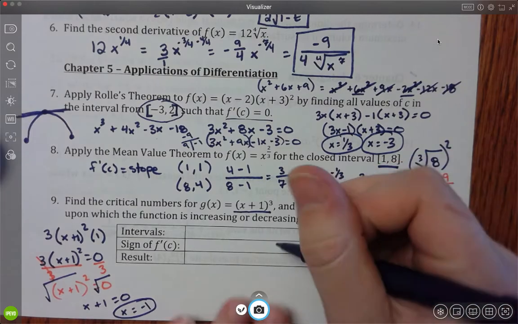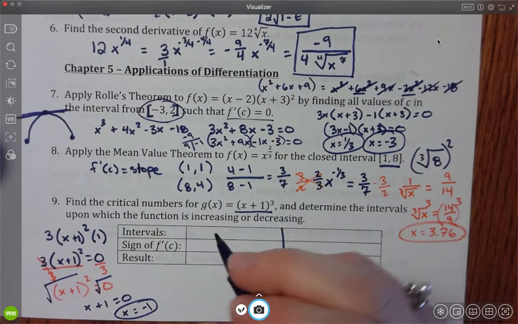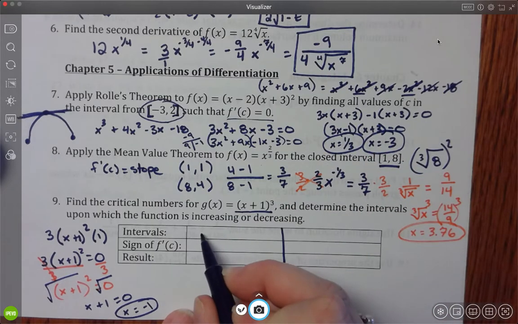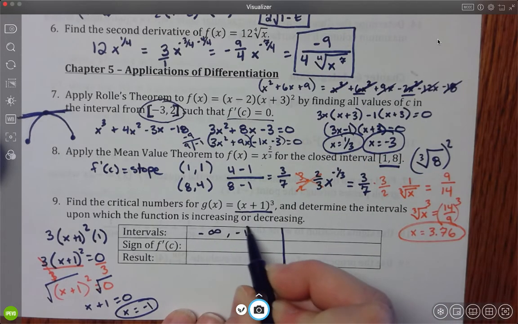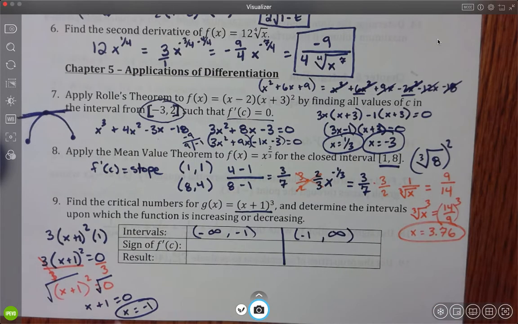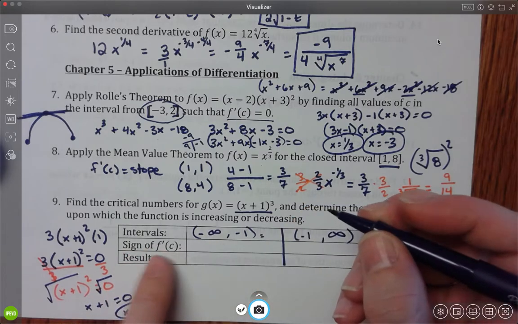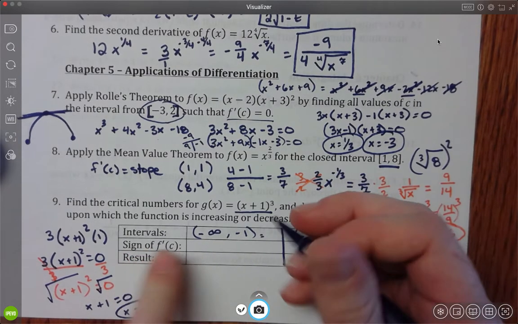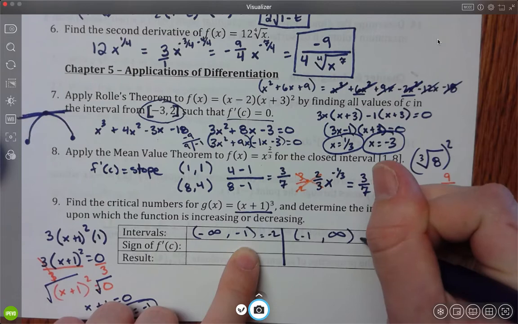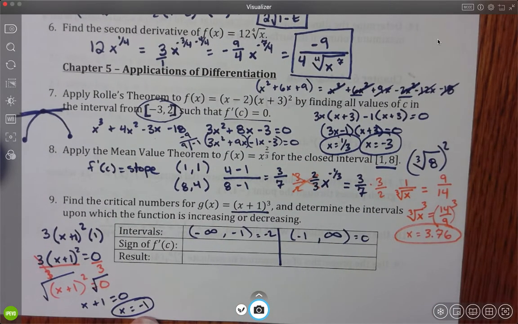Okay. So now I have one critical number, which gives two intervals: from negative infinity to negative 1, and from negative 1 to infinity. So let's pick some test points. I'm going to test negative 2, and I'm going to test 0. Those are going to be the numbers that I test.